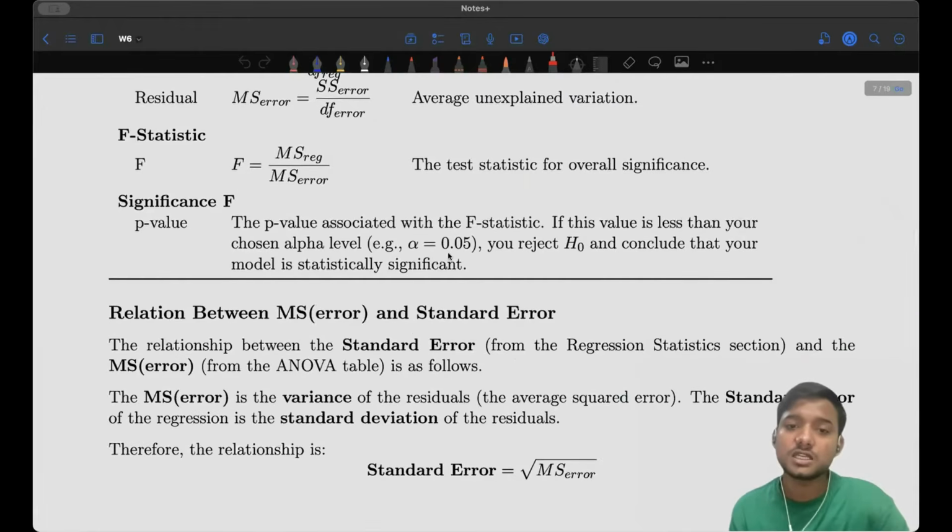By default, alpha is taken as 0.05, right? But depending on your situation, it can change. So read the question, what is your alpha? But whatever be your alpha, your p-value, or you can say the significance F, should always be less than that.